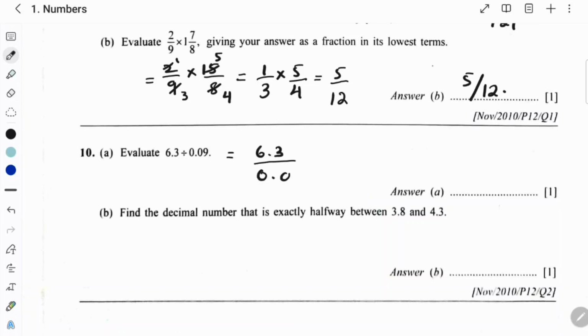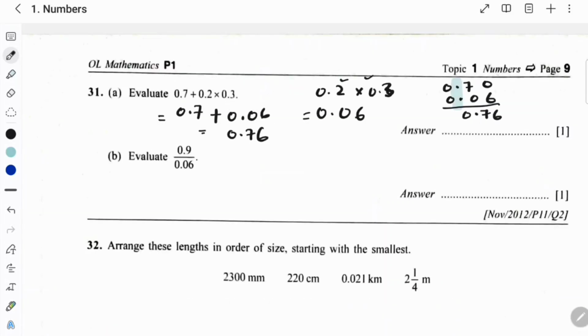6.3 divided by 0.09. The same thing we do: we increase one more number over there, which is 0. Now it is 6.30 and 0.09, the same number of decimal places in the numerator and denominator both. So we can write down 630 divided by 9 only. So that is 9 7s is 63. Okay, so 70, because of this 0, 70 is the answer for this question.